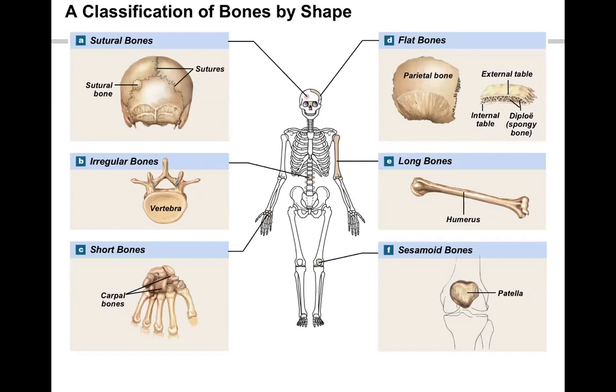Long bones are relatively long in length and slender, consisting of a shaft, which is this portion in here, and we'll learn about that. This portion is called the shaft. These long bones, femur is an example of it. Humerus is an example of it. These are long bones in our body. Sesamoid bones look like sesame seeds, and patella is one example of the sesamoid bone.